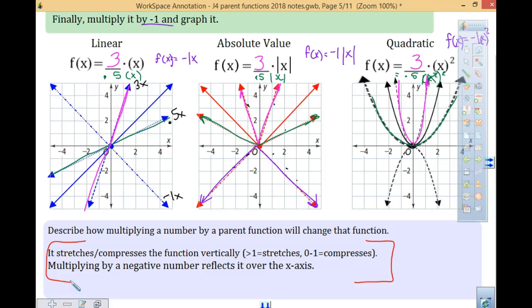Okay? So what we're going to be starting with today is I'm going to give you all 3 parent functions, and then I'm going to say something like these different things for each one, and you're going to be asked to write the new equation.